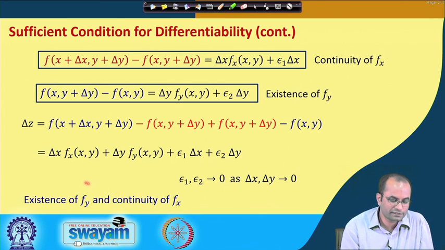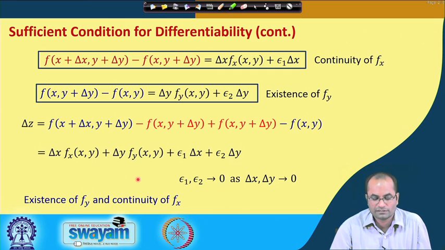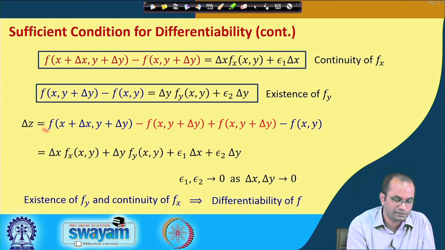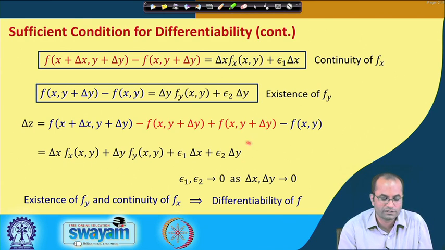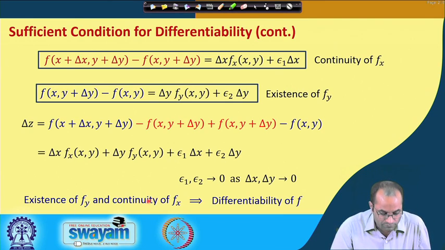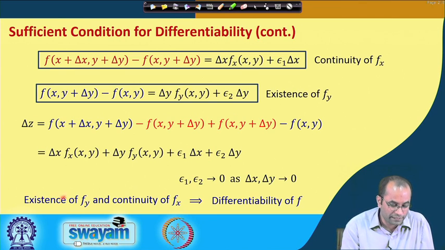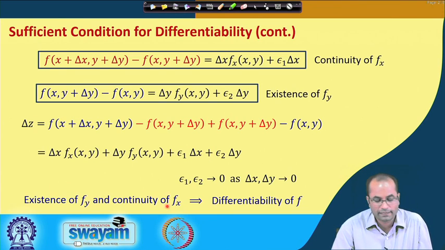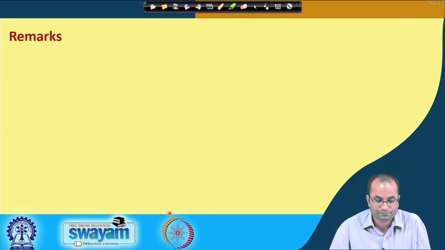That means, with the existence of f_y and the continuity of f_x, these two conditions, we have proved that the function is differentiable, because this is the definition of differentiability, and we have used it to arrive at this expression. We have used that the derivative with respect to y exists and the derivative with respect to x is continuous.